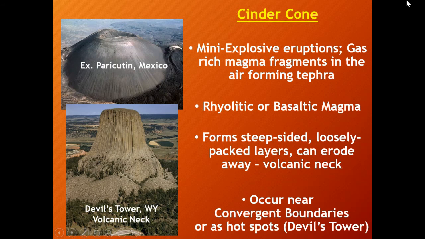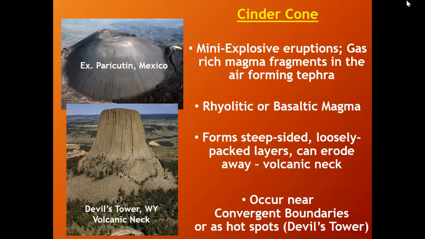Cinder cones are built up cinders around the volcanic vent in the shape of a cone. That's why they call them cinder cones. Cinders are lapilli. They're the baseball or the fish tank sized rocks that get erupted from a volcano. These could be rhyolitic, andesitic, or even basaltic in some cases. They're like little mini explosive eruptions that come out of here.